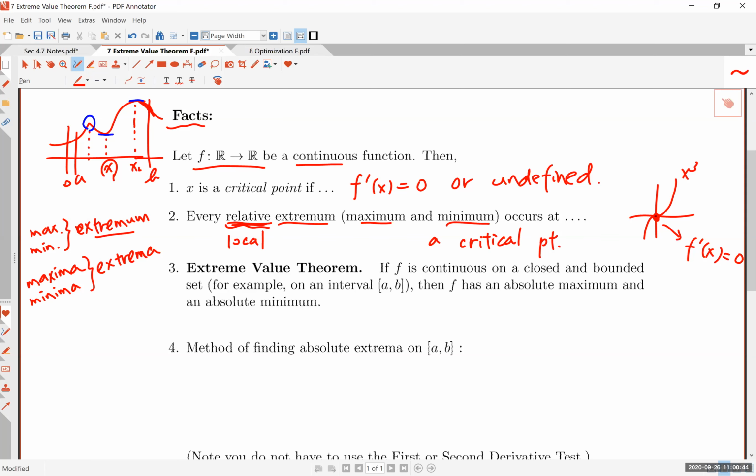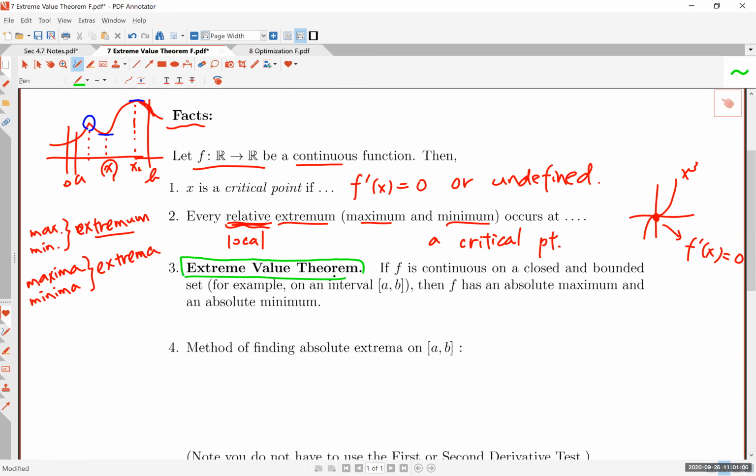It's a critical point, but it's not a relative or local maximum or minimum. So every local maximum or minimum occurs at a critical point, but not every critical point represents a local minimum or maximum. All right, and then we have this theorem, which sometimes people don't know about.